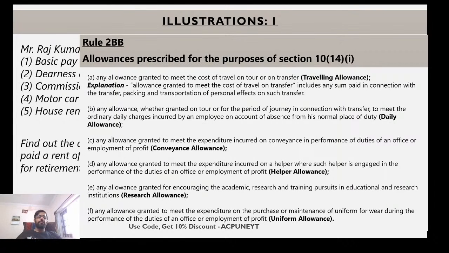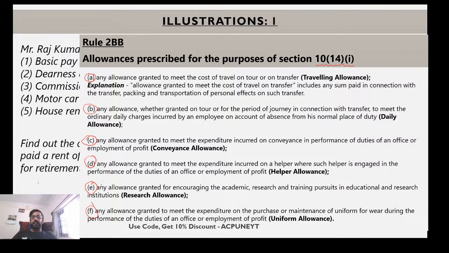Okay, so allowances prescribed for the purpose of section 10(14)(i). Okay, so what does section 10(14)(i) talk about? It talks about if you are receiving any allowances for official duty. Is it clear? Those allowances will be fully exempt if you are utilizing those allowances for the purpose of official duty. Okay, so there are 6 allowances which are covered under section 10(14)(i). So what are those allowances? We will discuss these allowances.